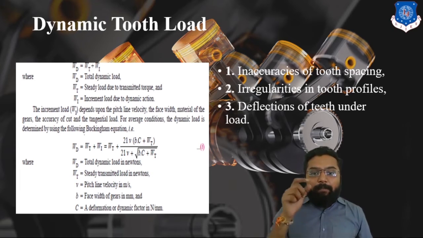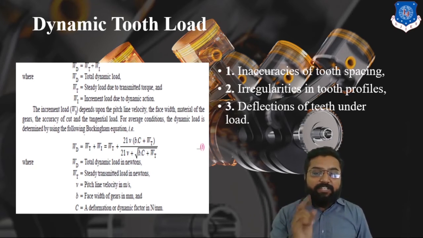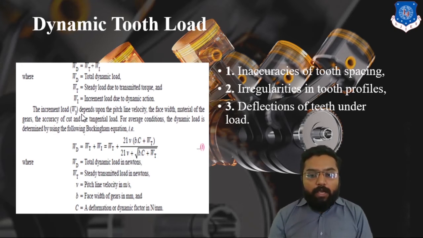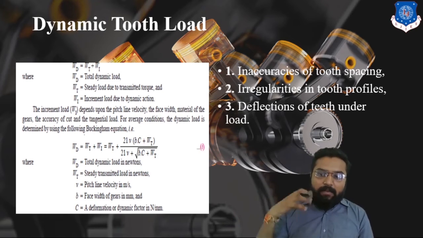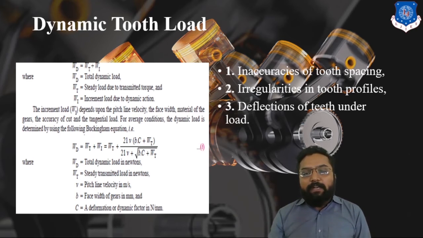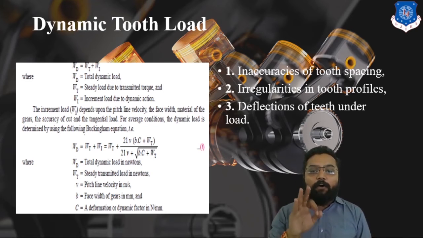And this increment in load depends purely on your velocity, and is represented here. You can see here 21V into BC plus WT, divided by 21V plus under root BC plus WT. That represents your WD, or you can say dynamic load. Clear? This dynamic load is a working load while our gear is in motion. It will predominantly have an effect if irregularities, inaccuracy or deflection of gear teeth under the load occur.